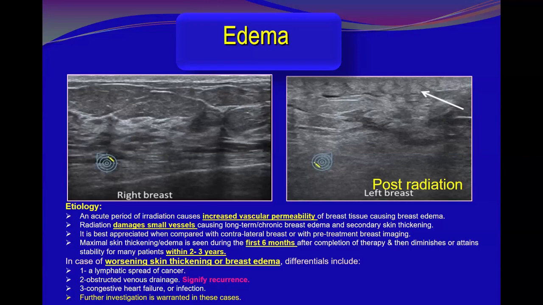So it is best appreciated when compared with the contralateral side, as in this case. Here, the post-radiation changes are obviously seen in the left side compared to the right side. Look at the tissue differentiation and echogenicity. There is diffuse increased echogenicity with lack of the fat glandular interface, complete loss of tissue differentiation, and some fluid in the subcutaneous and fascial planes, as well as skin thickening. And this is an irregular hypoechoic area due to post-surgical scarring. The maximal edema and skin thickening are expected in post-radiation during the first 6 months after completion of therapy.